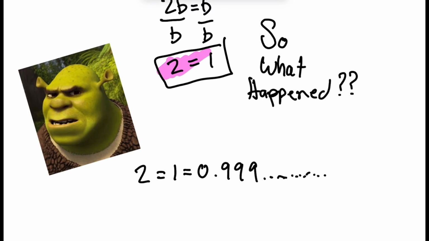So that means that we have 2 equals 1 and 1 equals 0.999 repeating, that means that 2 equals 0.99 repeating. So I ask you guys, what happened? What allowed 2 to equal 1?